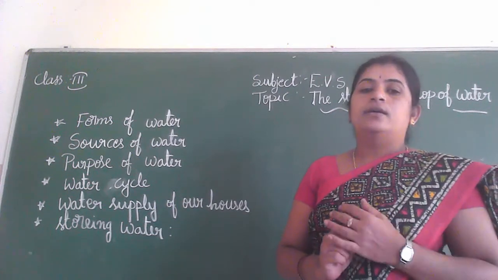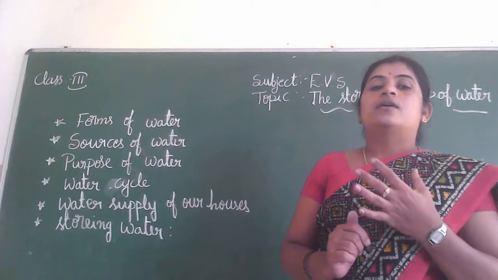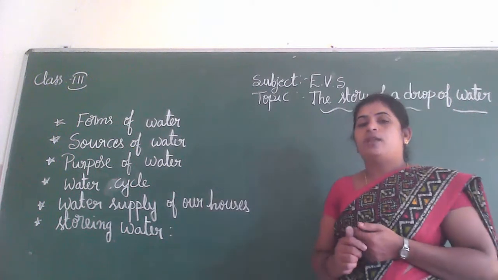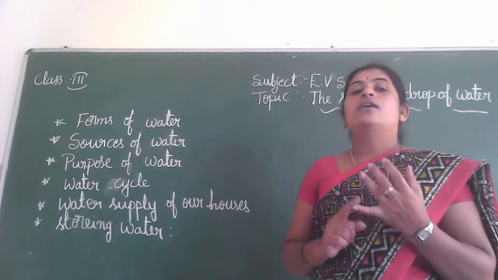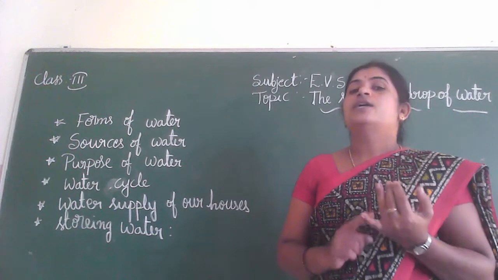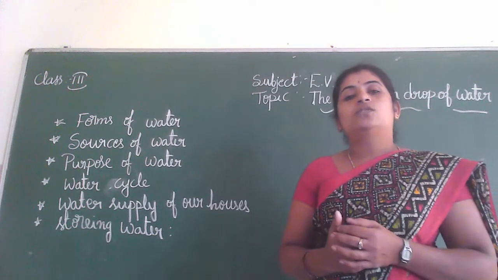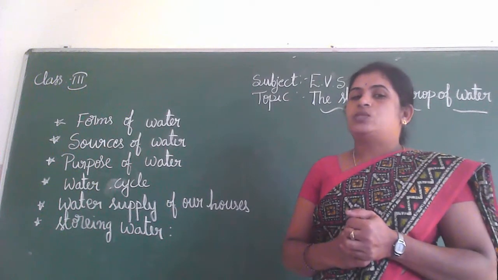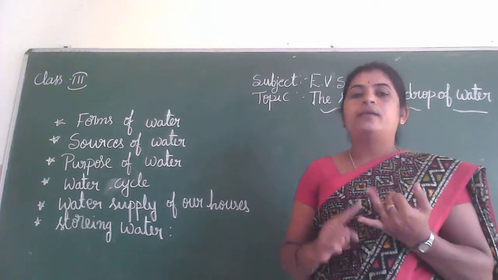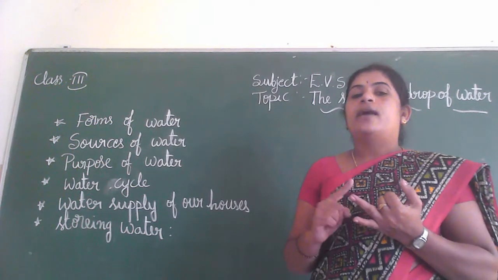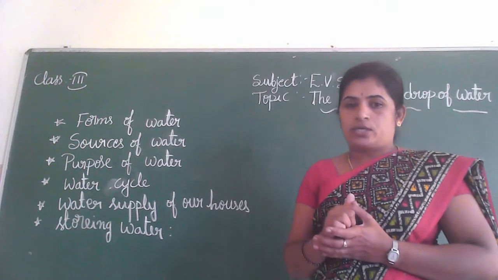So, we have learned some concepts in this lesson. Water, some sources of water. Tell me, students, what are the sources of water? Main sources of water, what, children? Yes, rain is the main source of water. Some other sources of water, which ones, children? Yes, well, lake, pond, river and sea. These are the sources of water.